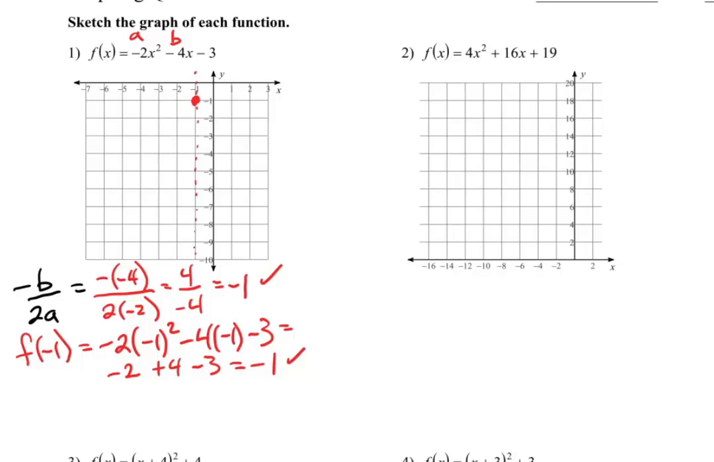We know it's going to be narrow because the a value is negative 2. In fact, an easy way to do it is to go down 2 and over 1, down 2 and over 1. Whatever that a value is, that's how you can move to the next points pretty easily. And I'm just going to draw the graph from there. Also, if I wanted to, I could do a more detailed XY table to accomplish that.